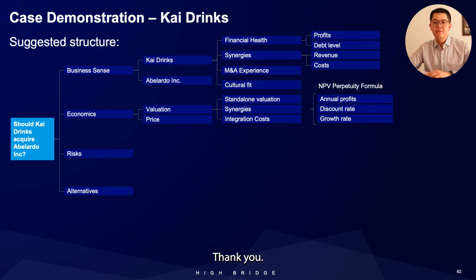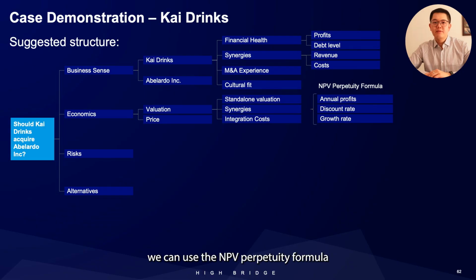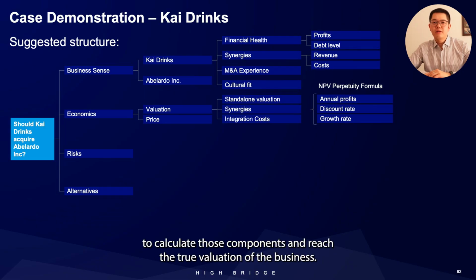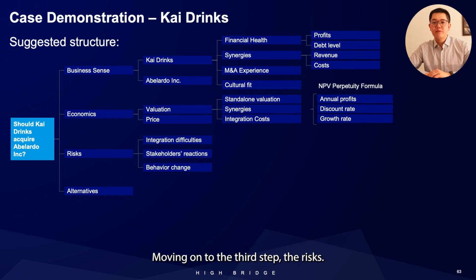Please continue. Thank you. The third component in the valuation is the integration costs, which represent the negative impact on the valuation. For example, we may need to lay off people, upgrade systems, etc. We can use the NPV perpetuity formula to calculate those components and reach the true valuation of the business. Makes sense. Moving on to the third step, the risks.